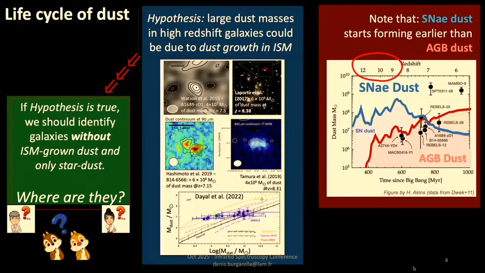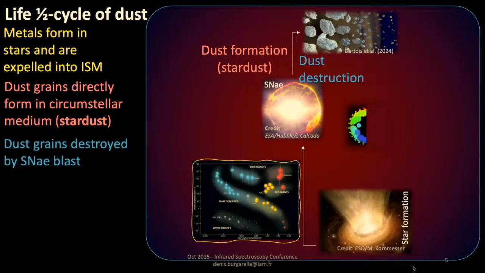So if we come back to our life cycle of dust, it's only half of it. You start with star formation, supernovae, and you are here including dust destruction and formation. So this is what we are trying to identify with our data.